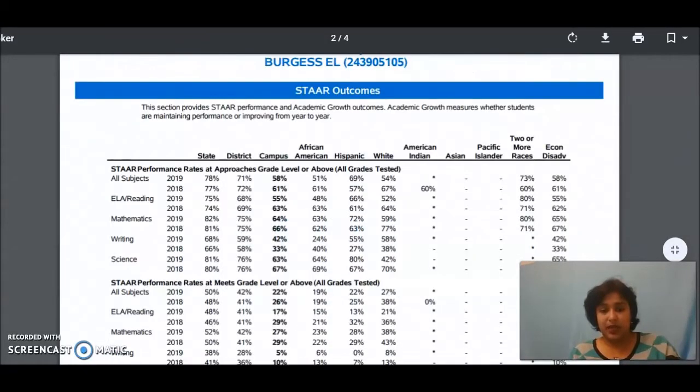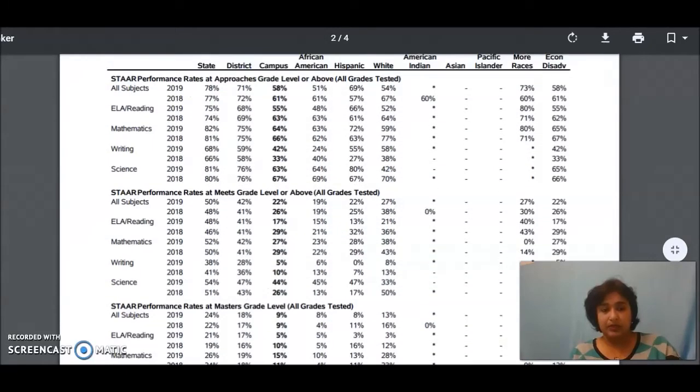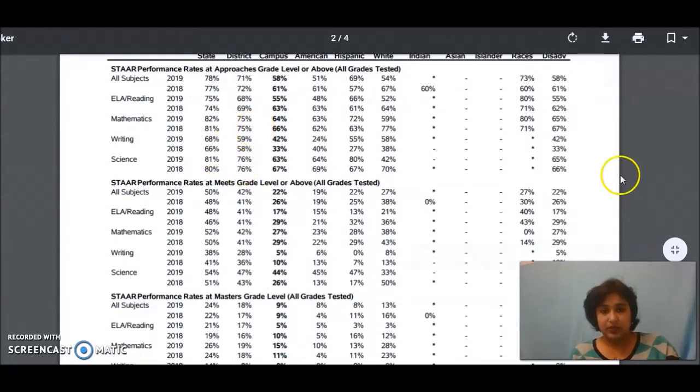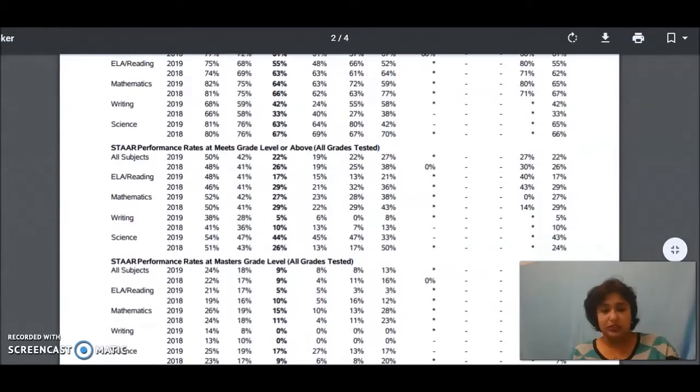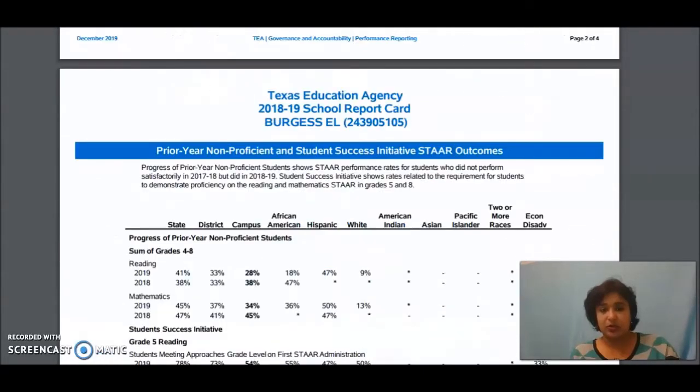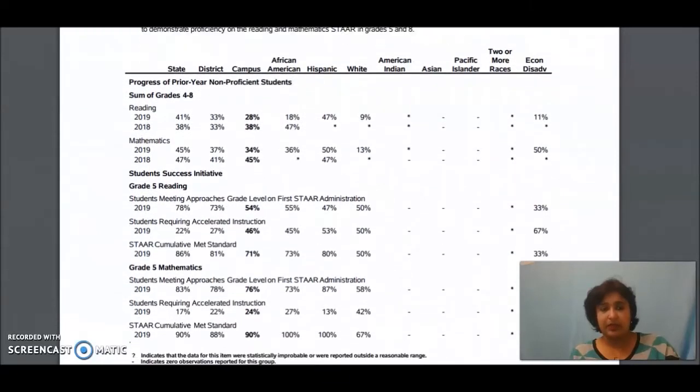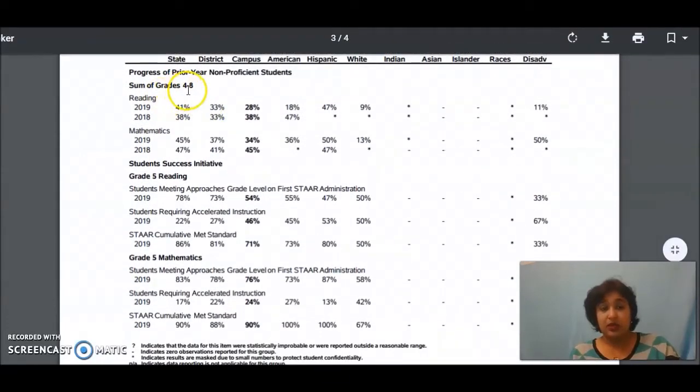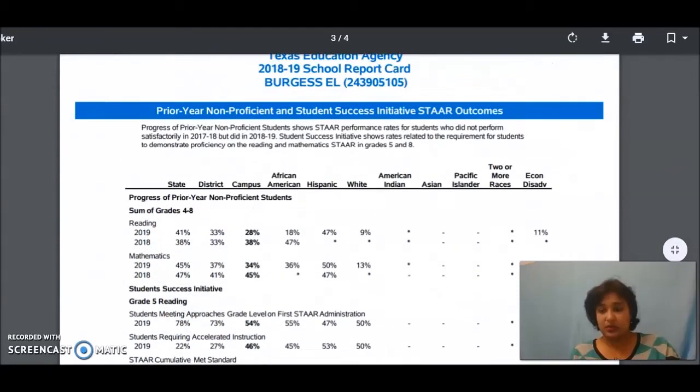Let's look at other things. Subjects. You can see over here what is the subject ratio on those. All grades. It talks about all grades have been tested. It talks about grades 4 to 8. It talks about those with the state compared to those things.